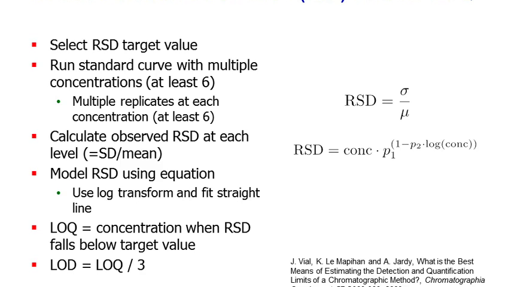So once you do that, you ask, at what concentration point do I hit 20% RSD? And that is your LOQ. And your LOD is 1/3 of that. So that's how you do it with this method. Any questions so far?